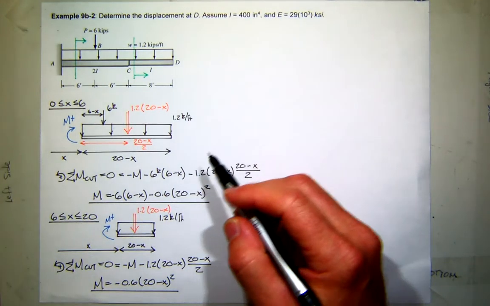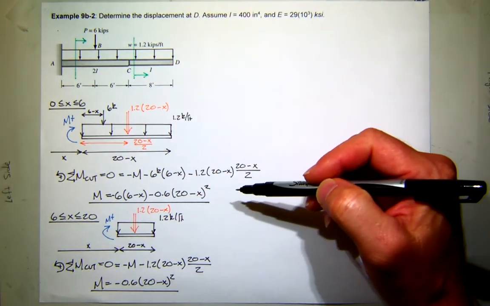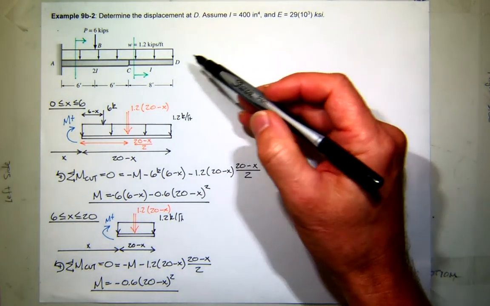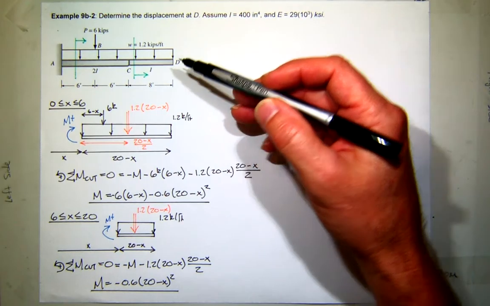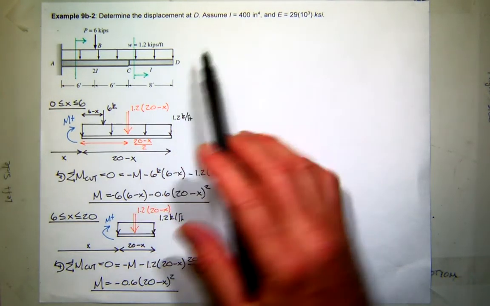Okay, so this is the second part. We did the first part of this last time in class. Remember, we're doing virtual work to find the displacement at D. So the first part would be to find the real moments for this section.